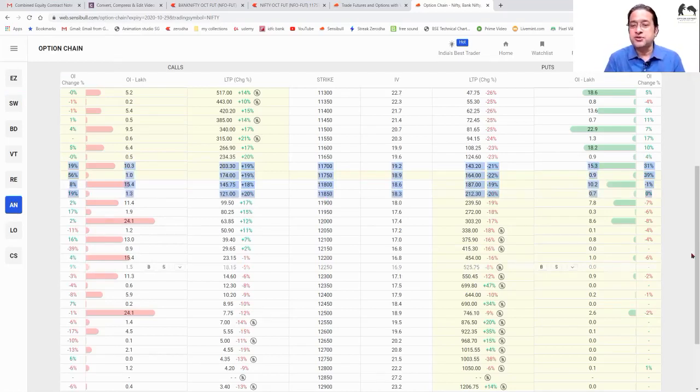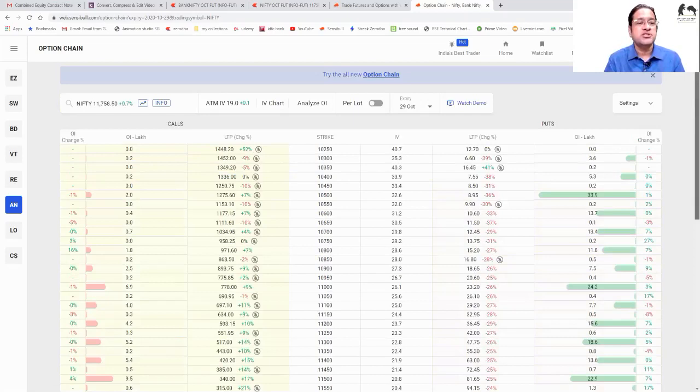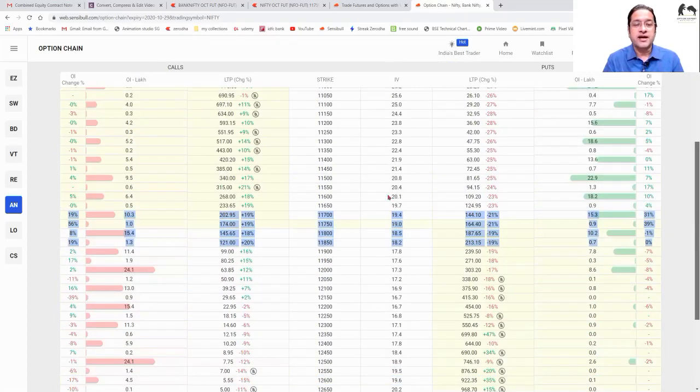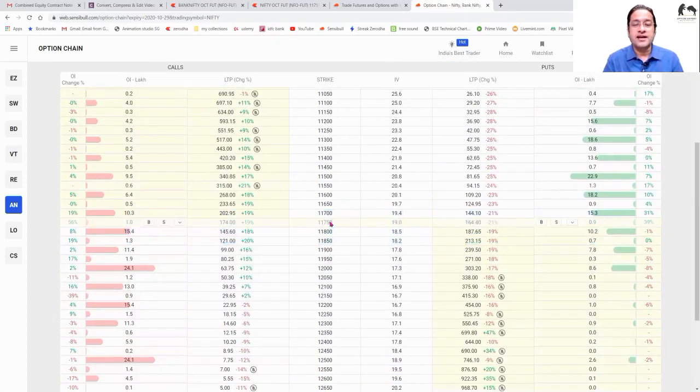As you know, Nifty today, as I'm talking, is currently at about 11,750. But let us watch the various strike prices which are trading around that. 11,750 is exactly at the money. As you know, on the left hand side I have calls, on the right hand side I have puts. Now, the various strike prices available are mentioned here.